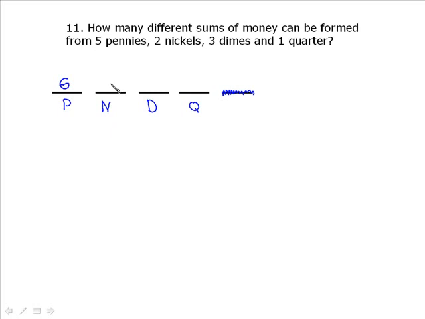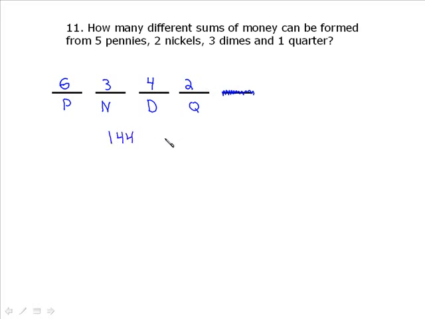And the same thing with the nickels. Your collection of coins that you select, you could select 2 nickels, 1 nickel, or 0 nickels. So you've got 3 choices. And then dimes would be the same. You could have 3, 2, 1, or 0. So that's 4. And then finally with the quarter, there would be 2 choices. And then we multiply them together. 6 times 3 times 4 times 2 is 144.